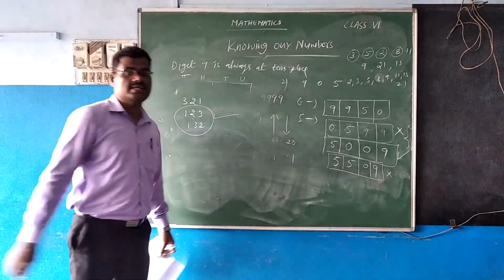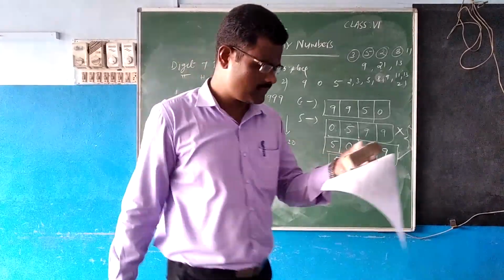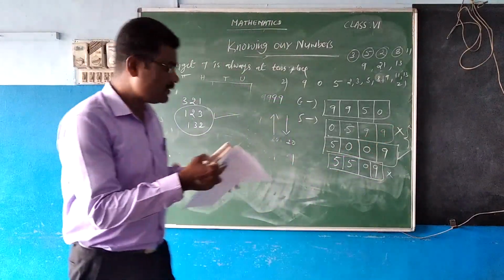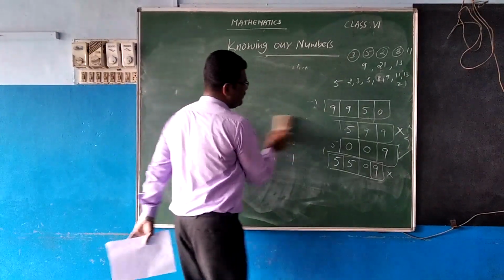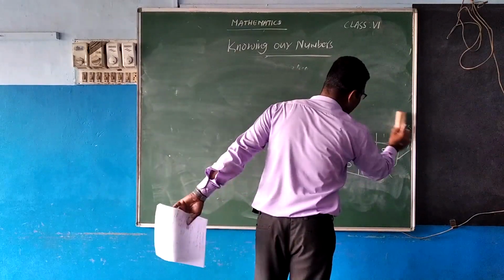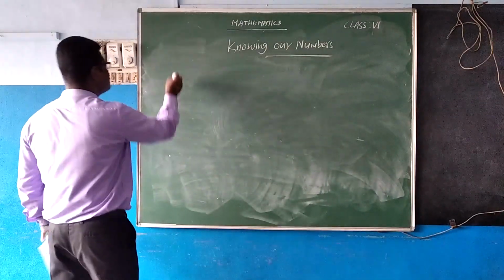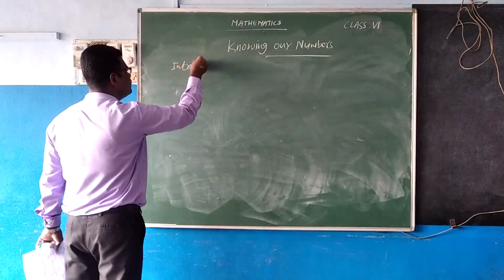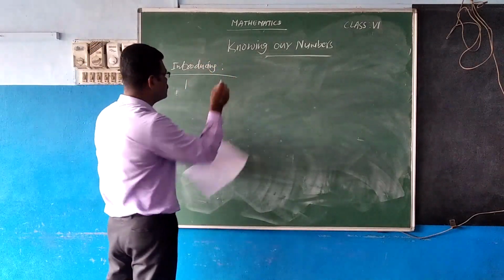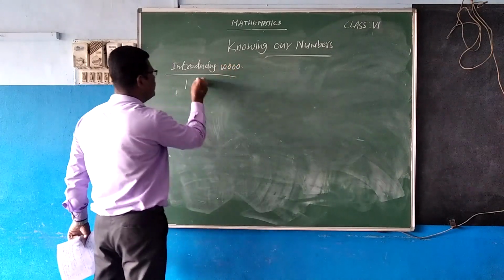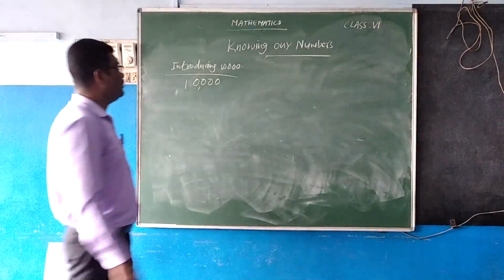Digit place value changes and the value of the number also changes. Now introducing 10,000. Introducing 100, introducing 1000, all you have learned in 5th standard. What do you mean by 1000? How many zeros does it have? Introducing 10,000. 10,000 means how many zeros does it have? It has 4 zeros. How can we write it?